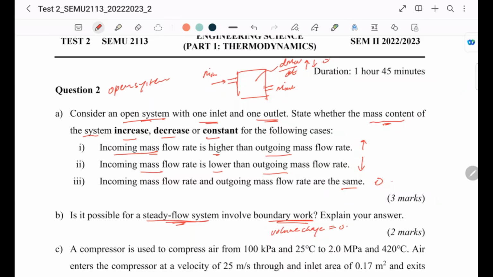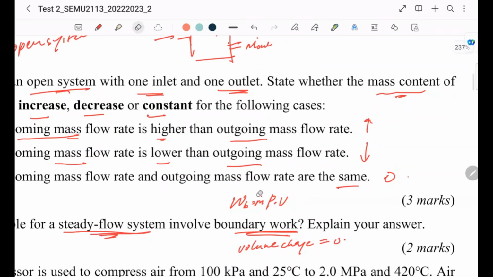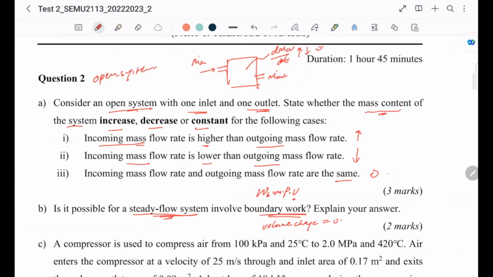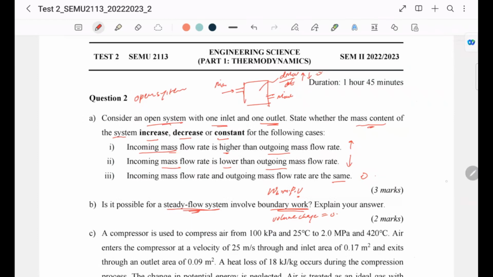Because boundary work is basically pressure multiplied with the change in volume, multiplied with the mass, of course. Sorry, not m dot. But if volume is constant, there cannot be boundary work. The boundary is not moving, it's not doing work at all. So that's the answer for part B. If the boundary is moving, then yes, there can be boundary work.